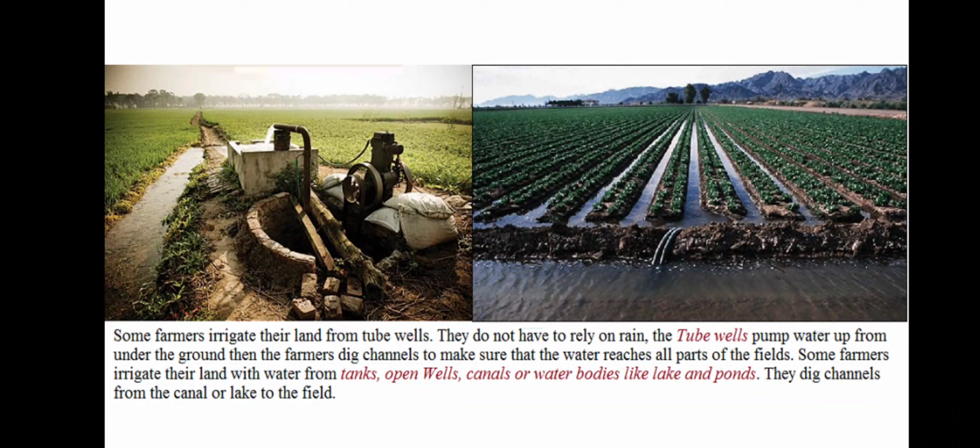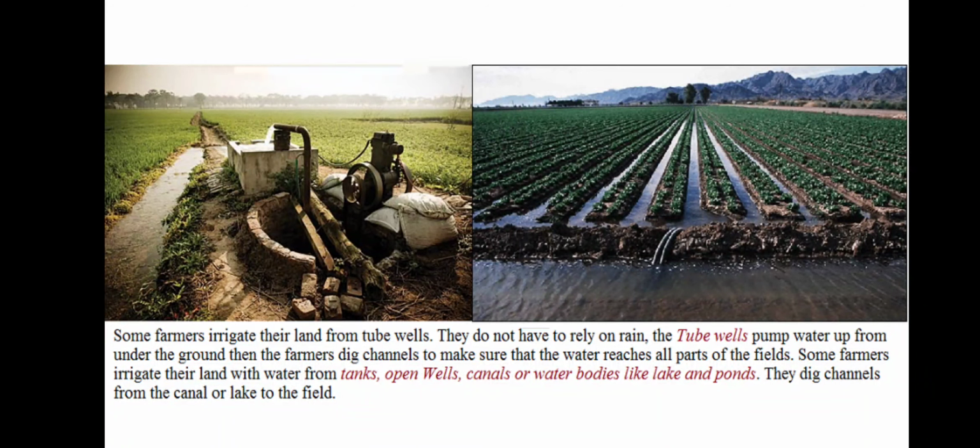Some farmers irrigate their land from tube wells. They do not have to rely on rain. The tube wells pump water up from under the ground. Then the farmers dig channels to make sure that the water reaches all parts of the field. Some farmers irrigate their land with water from tanks, open wells, canals, or water bodies like lakes and ponds. They dig channels from the canal or lake to the field.